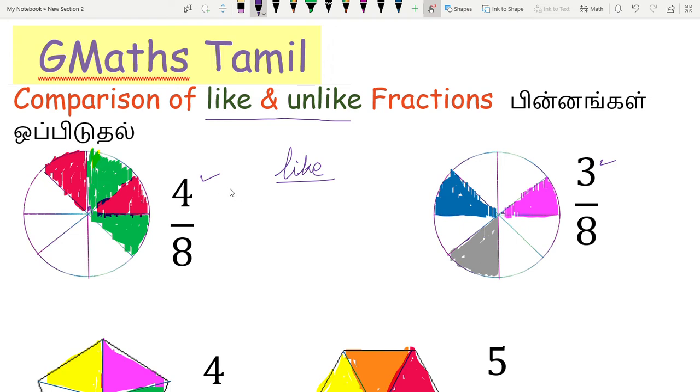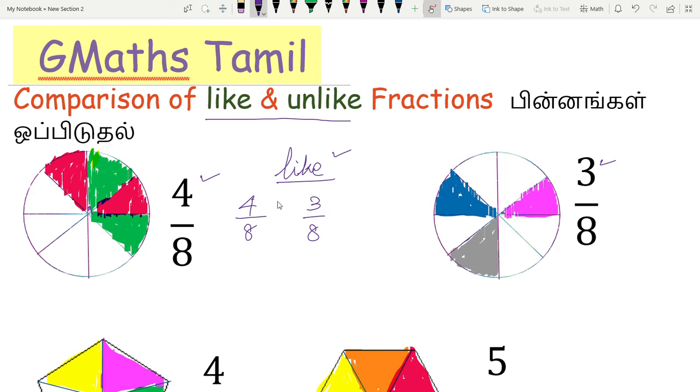To compare the like fraction, we have to see the numerator. Look at here, 4 by 8 and 3 by 8, isn't it? Denominators are equal, so we can say it is a like fraction. When we are comparing the like fraction, we have to check the numerator. What is the numerator? Here we have a 4 as a numerator. Here we have a 3 as a numerator, isn't it?